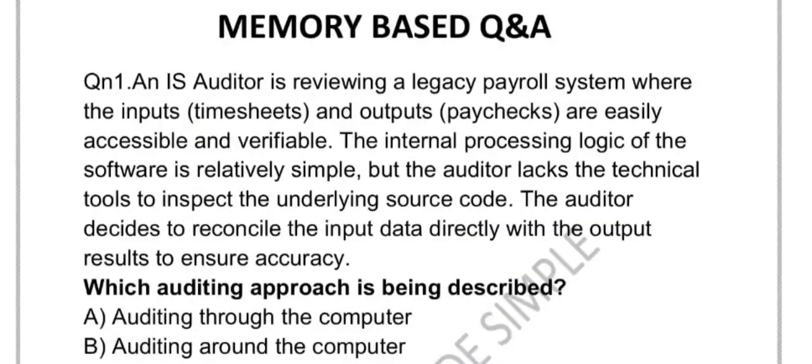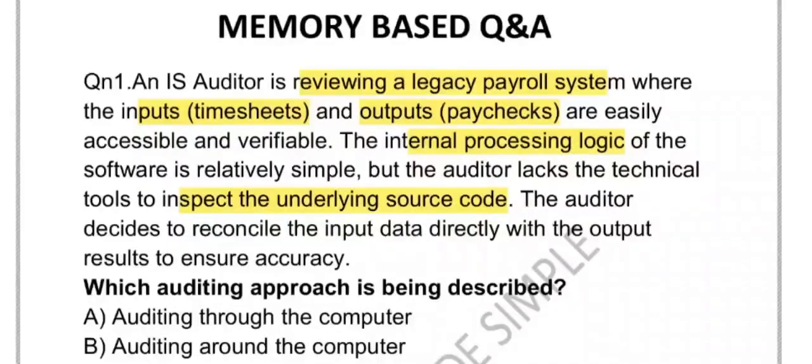So let's get started with our very first question. An IS auditor is checking a legacy payroll system. What is he doing? He is reviewing a legacy payroll system, right? The inputs are the timesheets, which are easy to see and verify. The outputs are the paychecks, which are also easy to verify. And there is also internal processing logic, internal software logic, which is very simple. But the auditor cannot see the source code. The auditor lacks the technical tool to inspect the underlying source code.